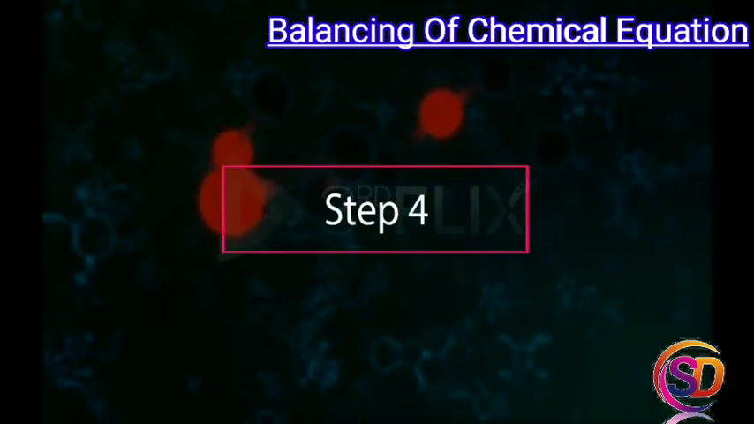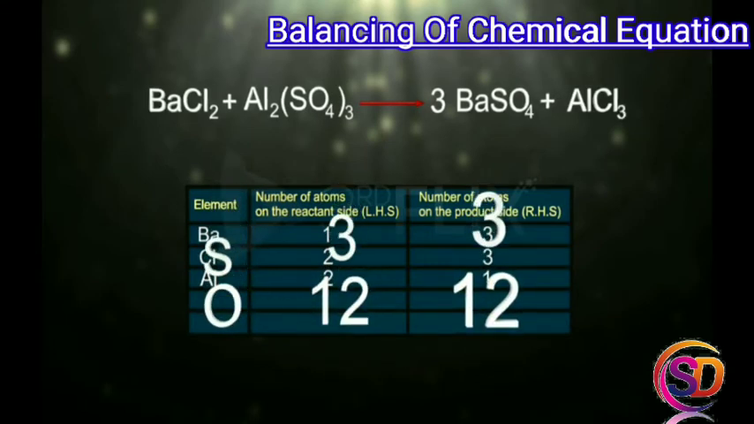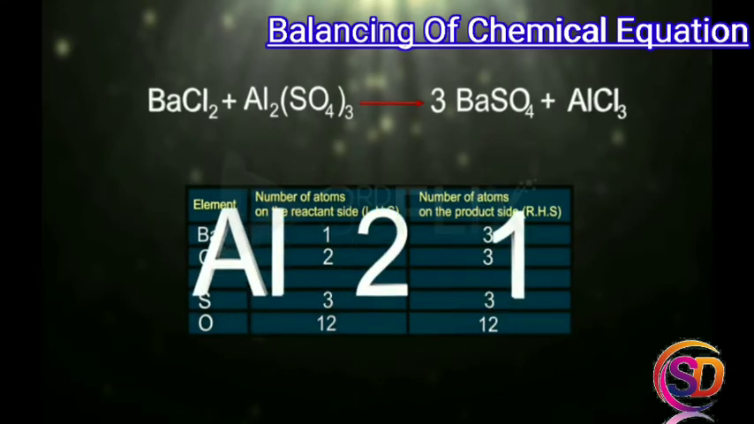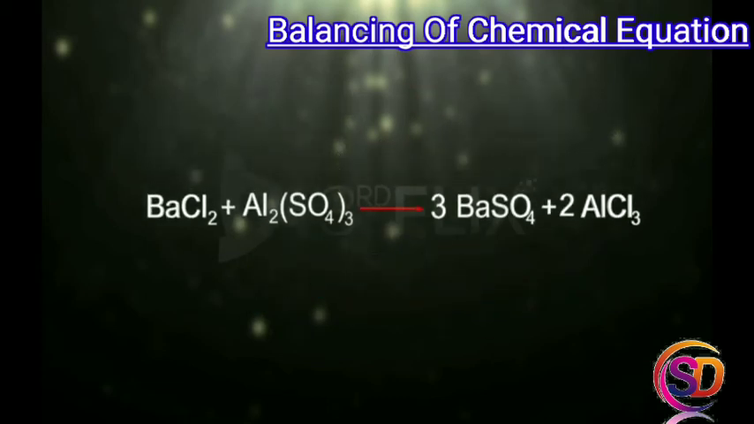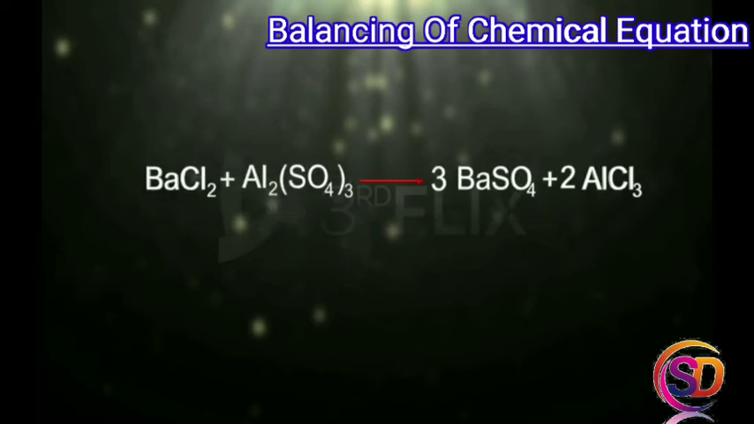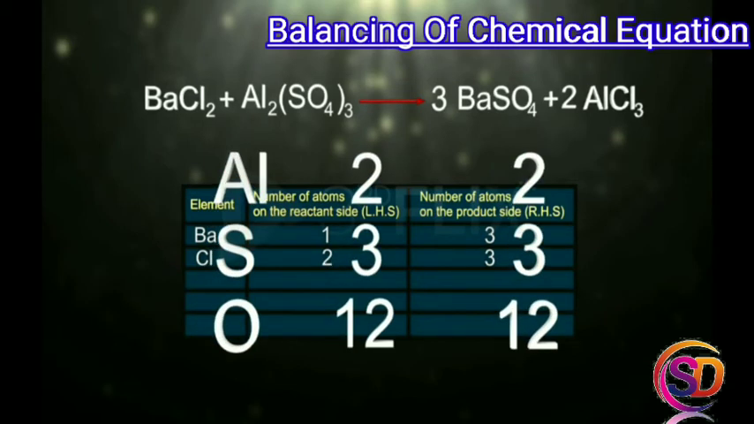Step 4. As the atoms of both oxygen and sulfur are balanced, we will now balance the atoms of aluminium by using a coefficient of 2 at aluminium chloride on the product side. Now the equation becomes BaCl2 plus Al2(SO4)3 gives 3BaSO4 plus 2AlCl3. Observe the table again to compare the number of atoms of the elements on both sides of the equation. We can see that the atoms of aluminium, sulfur and oxygen are balanced.